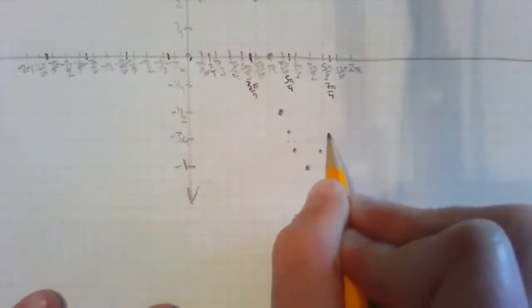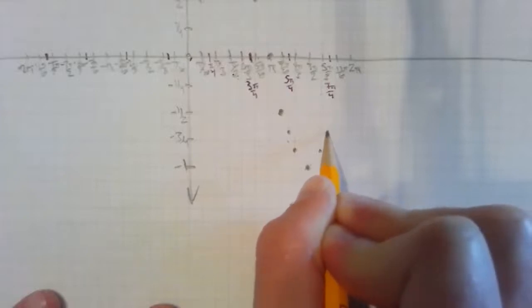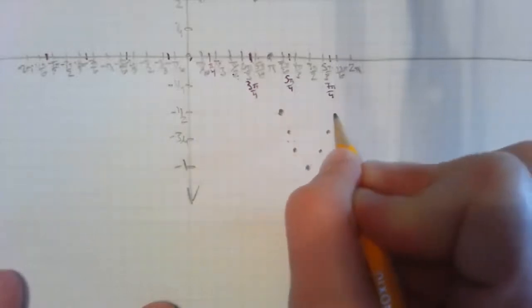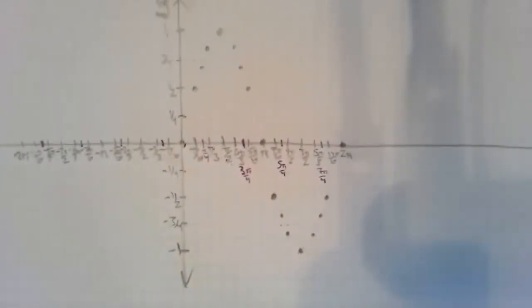The sine of 7 pi over 4 is negative 0.707, negative rad 2 over 2, which would be around here. 11 pi over 6 is -1/2. And finally, the sine of 2 pi is back to 0. I know that was a lot. You can go through your plot, which we should have practiced already.